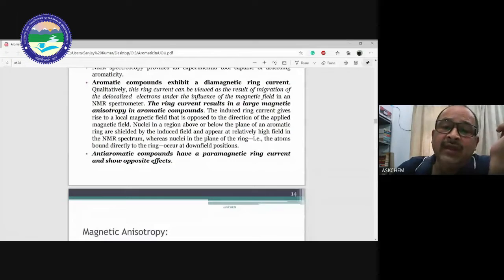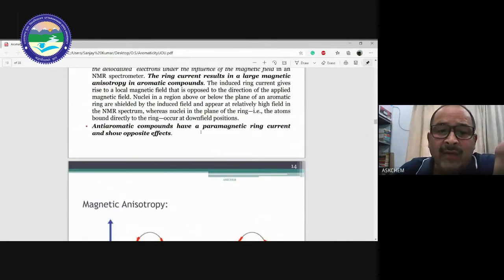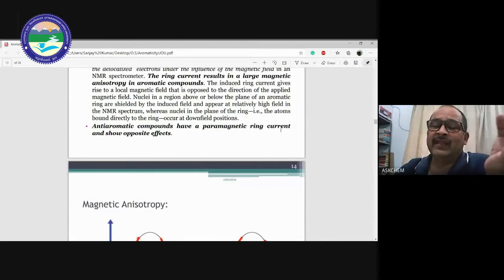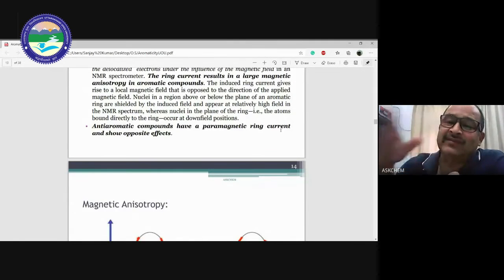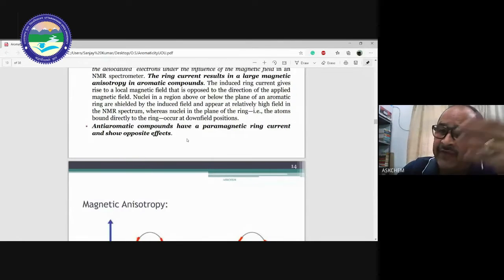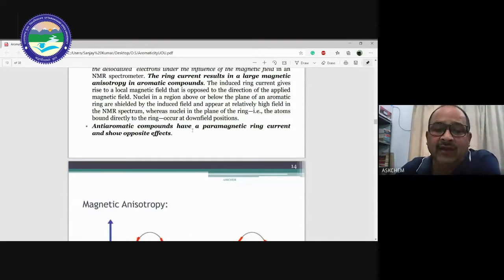And this is the anisotropy that is studied under NMR, and that declares the aromaticity of a nucleus on the basis of NMR. Now, anti-aromatic compounds have a paramagnetic ring current. If you take the case of the cyclobutadiene molecule, the shielding is on the periphery rather than in the core, unlike the case of benzene. So all effects will be opposite. If there is any magnetically active nucleus at the core of the molecule, it will be shifted downfield, and at the periphery it will be at higher field, upfield.